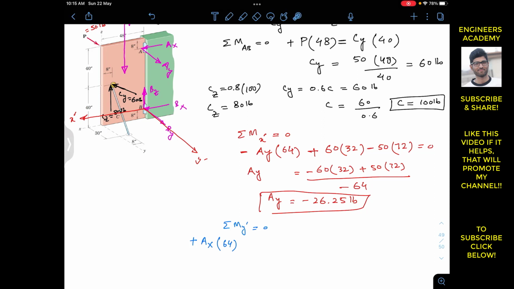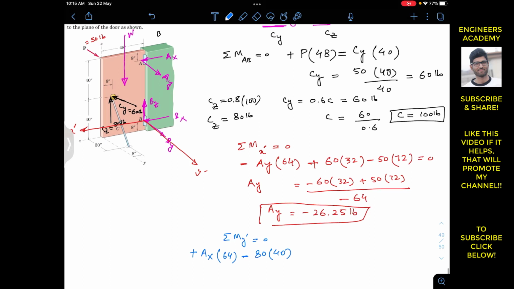Similarly, this CZ is producing the moment about the Y dash axis in this direction, and if I curl my right hand fingers in this direction, the thumb will point in the negative Y dash direction. So it is producing the clockwise moment. I will write minus, and CZ is 80, and the perpendicular distance of CZ from the Y dash axis is this distance minus this. So this distance is 48 minus 8, so this is 40. So I will multiply this with 40.